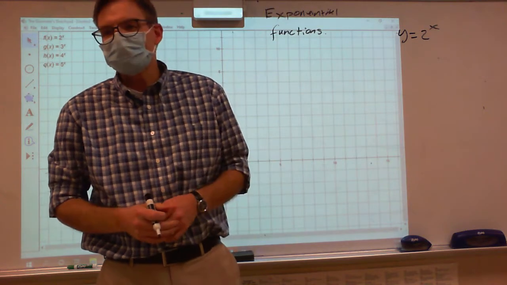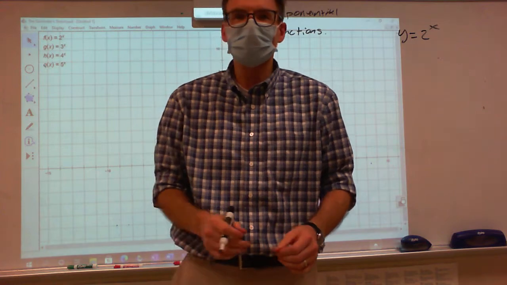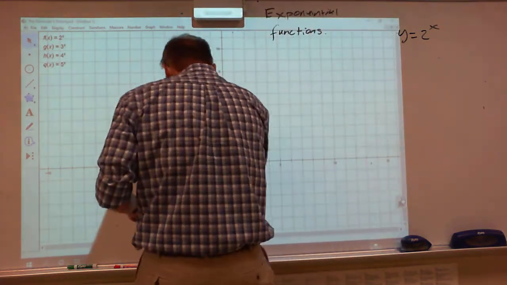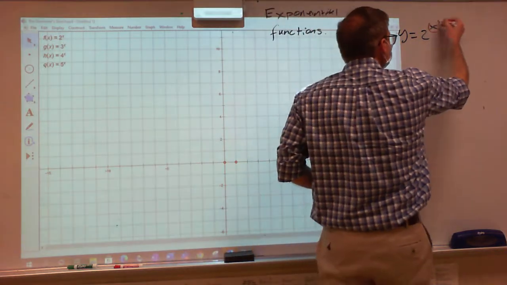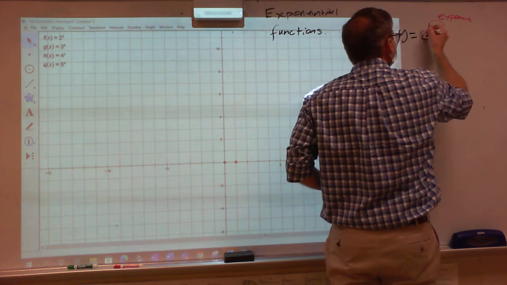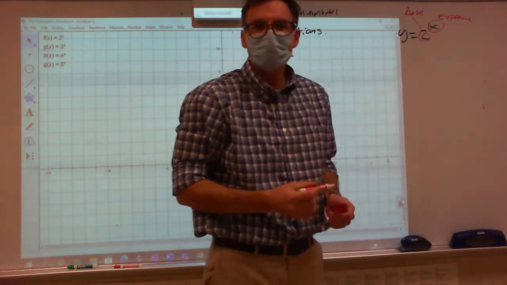Why is it called an exponential function? Because the variable's in the exponent. Math people are not creative, right? As far as terminology, this is called the exponent. And this is called the base, but I think we already knew that, right?